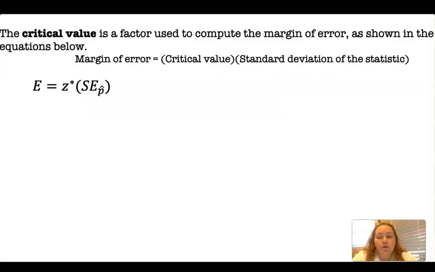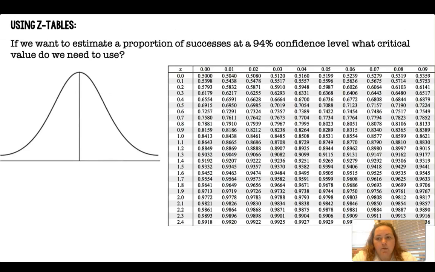All right, so the critical value is a factor used to compute the margin of error as shown in the equation below. So our margin of error is our critical value times the standard deviation of the statistic. So our error is equal to z star times the standard error of p hat when I'm working with proportions. So using a Z table, you'll have a table that looks something like this.